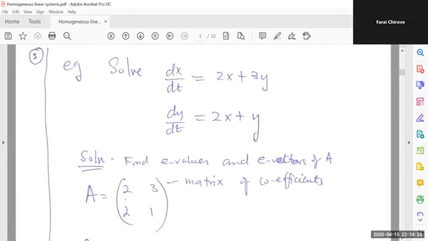Okay, so let's look at this example here. It is a 2 by 2 linear system, and you can write it in matrix form: 2, 3, 2, 1 times x, y.